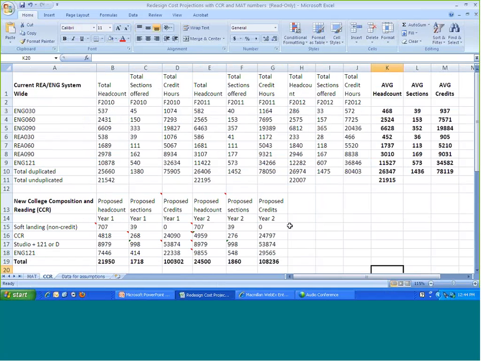Okay, and then Ron had a question. He said, do you have data that confirms linking a composition class with a specific discipline course strand, that the linking improves outcomes?